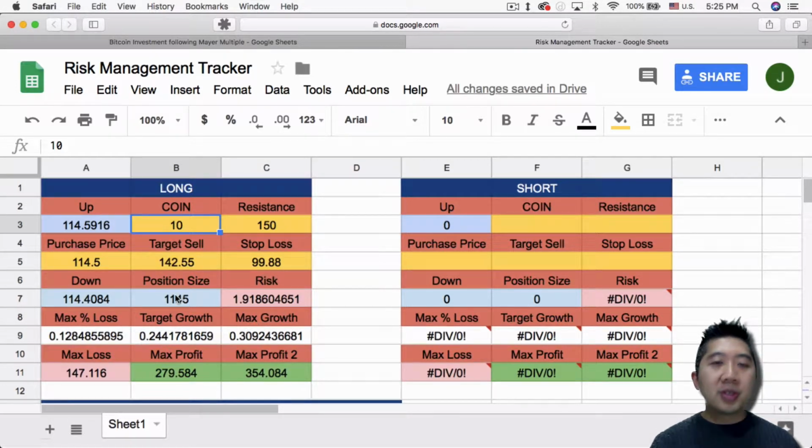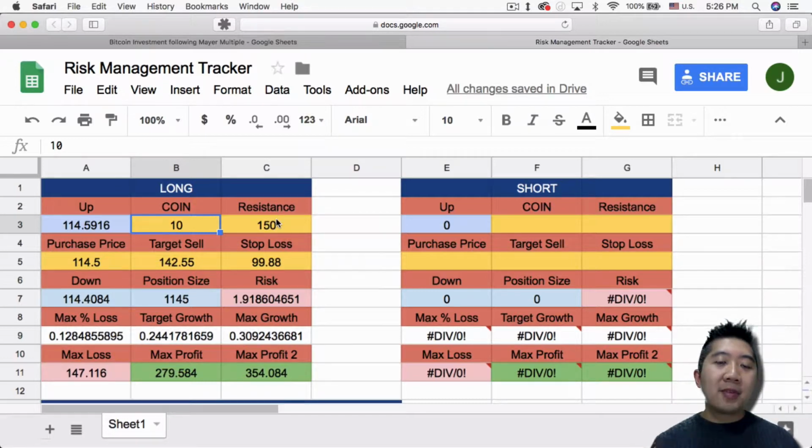So it'll tell you position size, and it'll tell you the risk again. 1.9118 rounds up to 1.92, which we saw in the risk-reward ratio there. And that's basically what I calculated in here. But it gives some other information as well. It tells you specifically that your max percent loss is 12%, and your max loss number is 147. So if you invested 10 coins, your position size is $1,145. Your max loss is $147, and your max profit is $279.